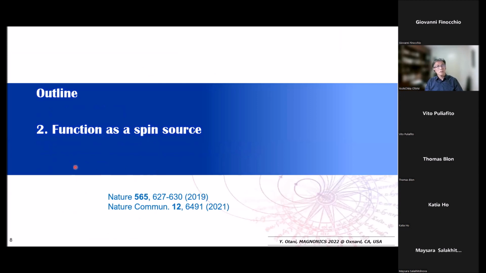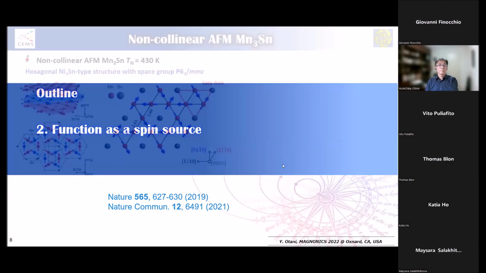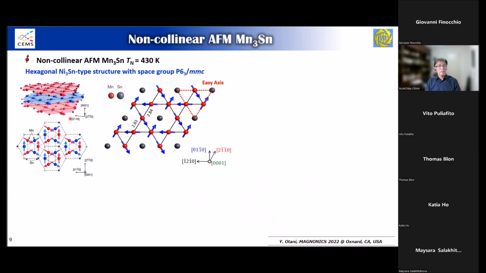Now, I'd like to get into the function as a spin source. As I said, this material, Mn3Sn, is a non-collinear antiferromagnet with a Néel temperature of about 430 K, which has a hexagonal Ni3Sn-type structure with space group P63/mmc. And it looks like this stacking structure.